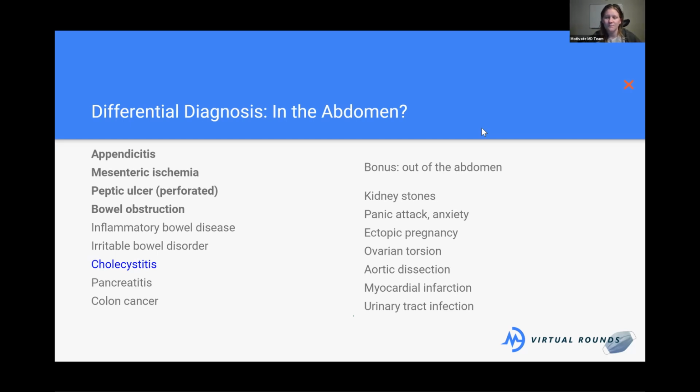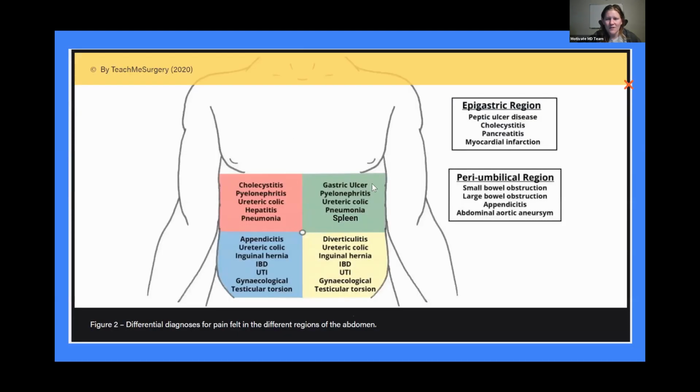That's a great question. Getting back to our case though, this is a diagram that I think is really helpful to break it down by location. Up in this epigastric region, like I mentioned before, myocardial infarction is a possible differential, as well as pancreatitis. It's hanging out in the middle of your abdomen. The rest of these are broken down into quadrants.